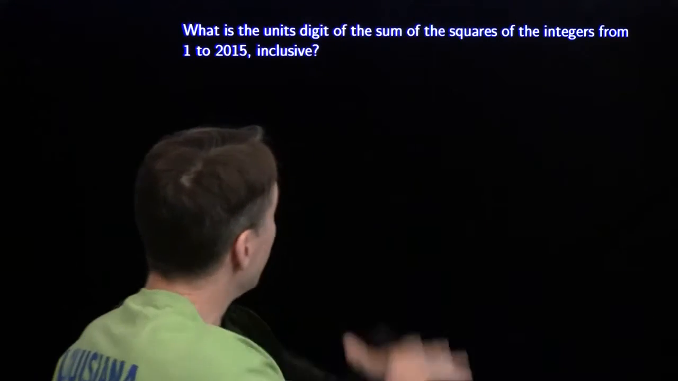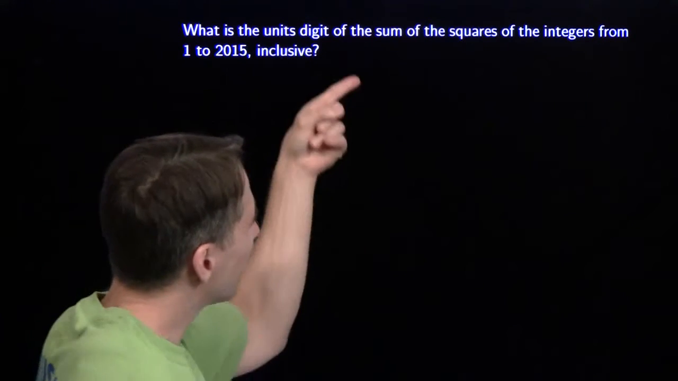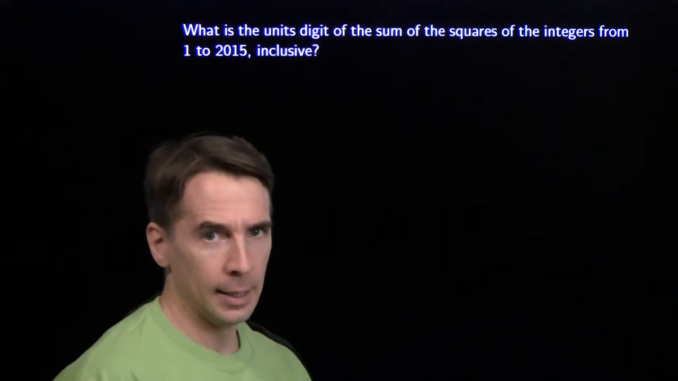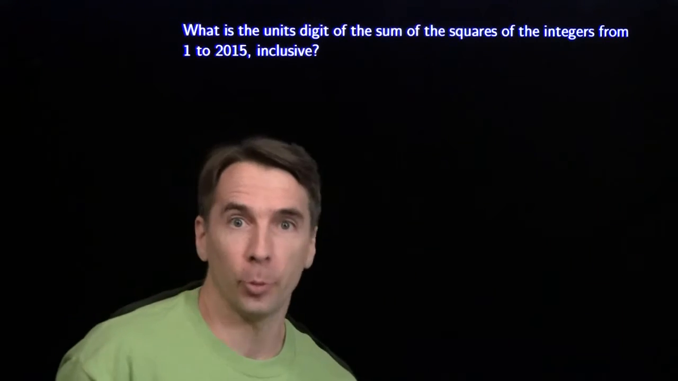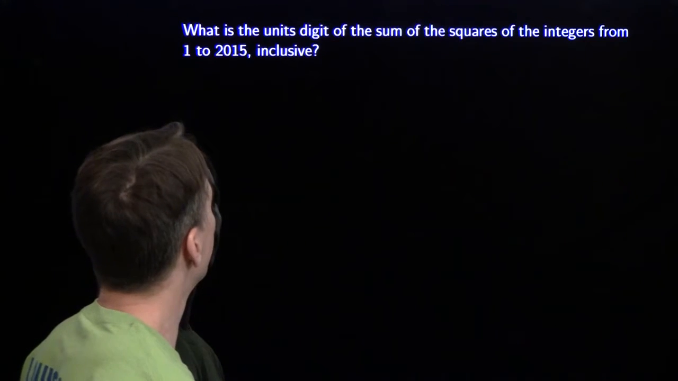But before I get to eat, we have to solve some math problems here. First, we're going to find the units digit of the sum of the squares of the integers from 1 to 2015. That's a lot of squares. We certainly don't want to multiply all those out. We definitely don't want to add them all up. So what are we going to do?